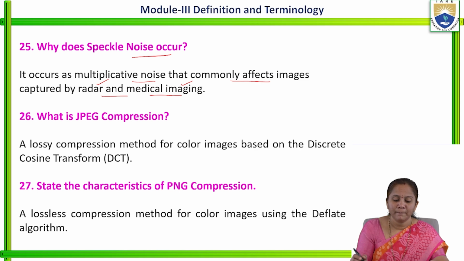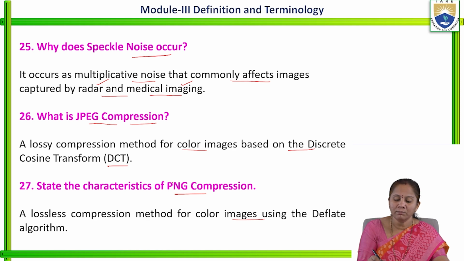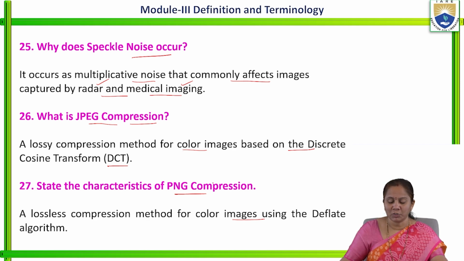Next, coming to image compression. What is JPEG compression? It is one of the lossy compression methods for color images, and it is based on the discrete cosine transform. And next, state the characteristics of PNG compression. It is one of the lossless compression methods for color images and uses the deflate algorithm. We have to apply this algorithm in order to perform PNG compression.